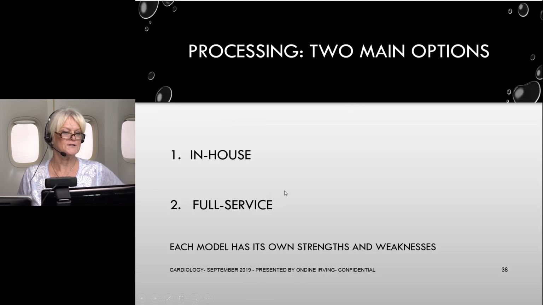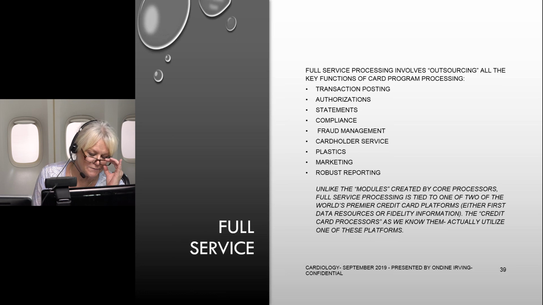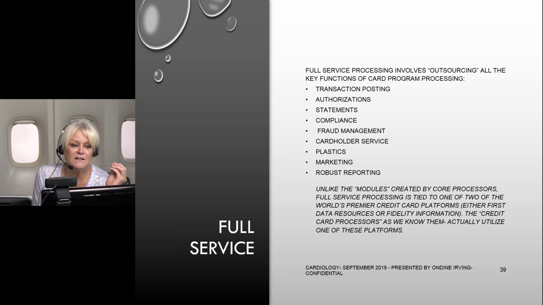Okay, processing options. We went through this earlier, and I won't spend too much time on this unless people have a specific question. But you're either in-house or you're full service, and each model has its own strengths and weaknesses. I just want to highlight some of them. If you're full service, that would be PSCU, WorldPay, FIS, Co-op full service, which is the old TMG, and Fiserv. They do everything for you: transactions, authorizations, statements, postage, compliance, fraud management, cardholder service, plastics, marketing, and they have very, very good reporting.